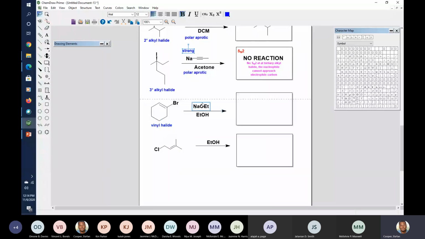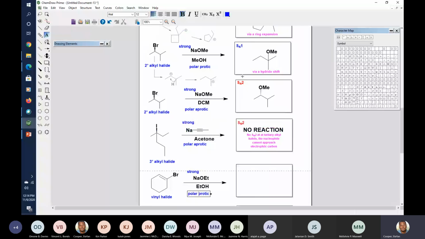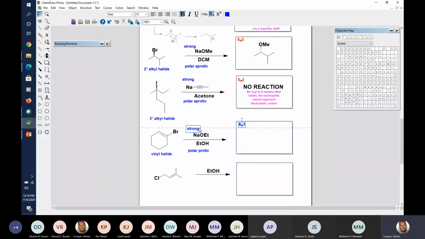My solvent here is still, I'm sorry, not my solvent, my nucleophile is still strong. There's a metal, non-metal bond. And my solvent, however, is polar protic, not aprotic. There's an acidic H here. So I have all these things set up. So my reaction conditions are favoring an SN1 mechanism here, right? Again, the solvent dominates. Strong can work with any type of solvent, but in this case, this is going to be SN1. The answer here again is no reaction, right?